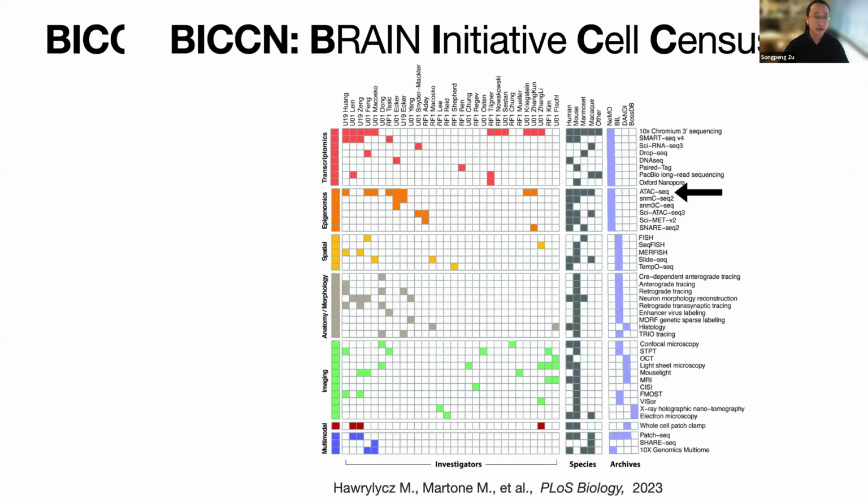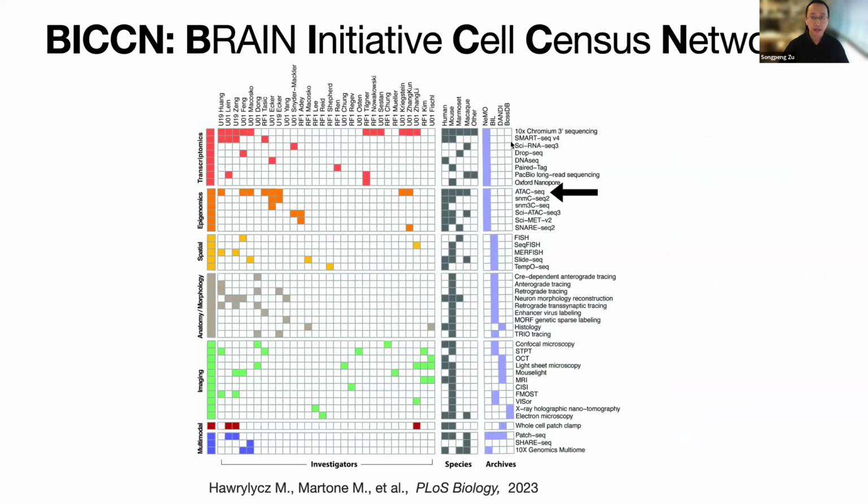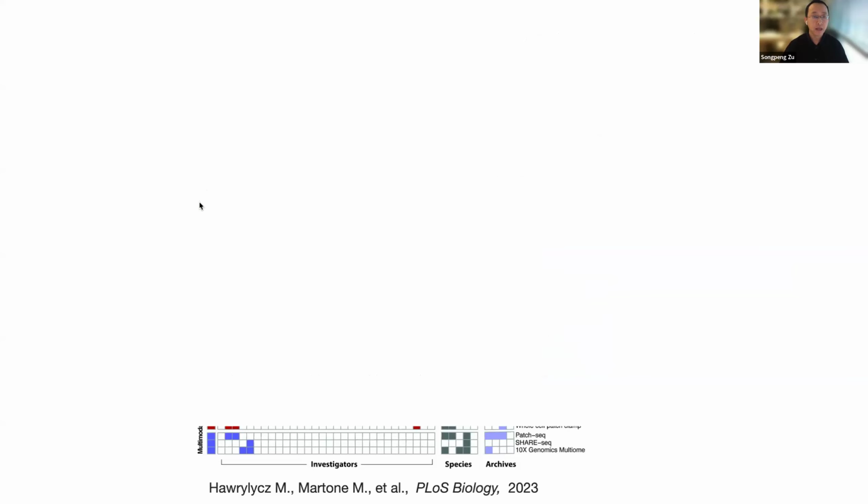Here you can see we have different modalities and the corresponding technologies. So today my topic will focus on the ATAC-seq analysis, which is on the epigenomics part, to identify the cell types in the brain system. By the way, feel free to stop me at any time if you have any questions, want to add comments, or even correct me.